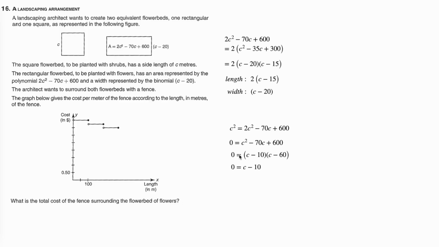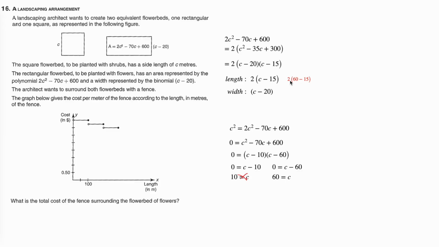When c minus 10 is equal to 0, we get c is equal to 10. When c minus 60 is equal to 0, add 60 to both sides, we have c is equal to 60. Now c can't be 10 because if we're looking at c minus 20, that gives us 10 minus 20, which is negative 10. You'd have a width of negative 10, which doesn't make sense. We're going to X that out. c is equal to 60.